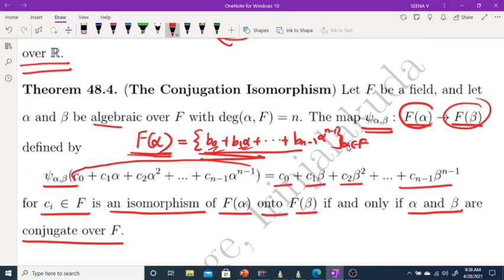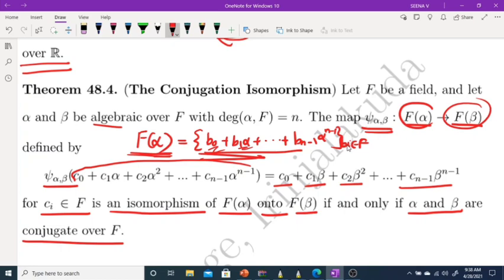This is an isomorphism of F(alpha) onto F(beta) if and only if alpha and beta are conjugates over F. So the conjugation isomorphism theorem says that psi alpha beta is an isomorphism from F(alpha) onto F(beta) if and only if alpha and beta are conjugates over F. For defining F(alpha) and F(beta), we must have alpha and beta algebraic over F, and the degree of alpha over F equal to n. Hope this statement is clear.